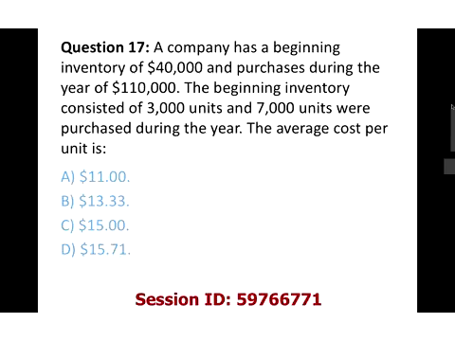Okay, so our average cost, how we're going to get this, we're going to take that beginning inventory of 40,000 and the purchases of 110,000, added together, that's 150,000. And we're going to divide it by the total number of units. The total number of units is the beginning inventory of 3,000 plus the purchase of 7,000. So you're taking 150,000, dividing by 10,000 on this.